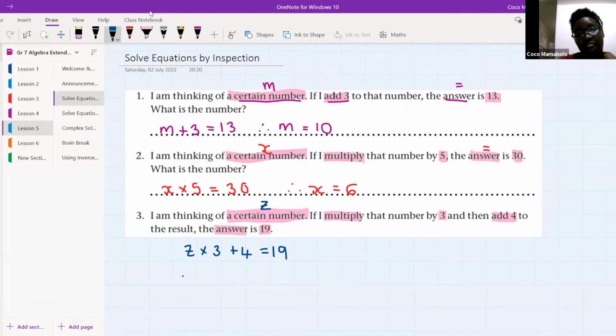So I'm going to go, therefore, Z is 5. Good. Amazing. Z is equal to 5. Because if I substitute 5 in here, I'm going to get 5 times 3, and that's going to give me 15 plus 4 is equal to 19. Amazing. Okay. Well done. Amazing stuff.